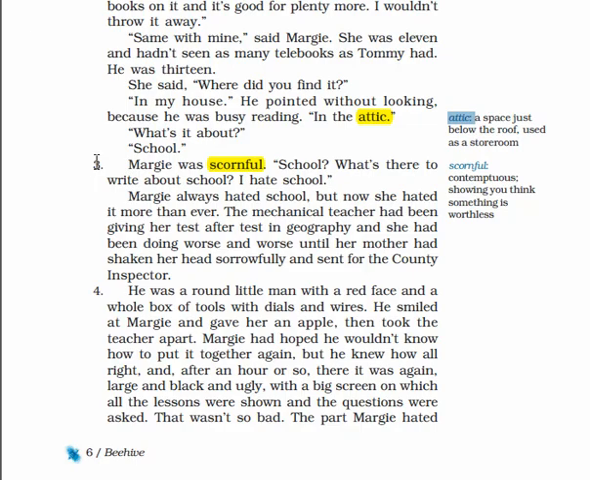Third paragraph. Margie was scornful. "School? What is there to write about school? I hate school." Margie always hated school, but now she hated it more than ever. The mechanical teacher had been giving her test after test in geography, and she had been doing worse and worse until her mother had shaken her head sorrowfully and sent for the county inspector. County inspector here means mechanical teacher. And scornful, you can see here, means contemptuous, showing you think something is worthless.